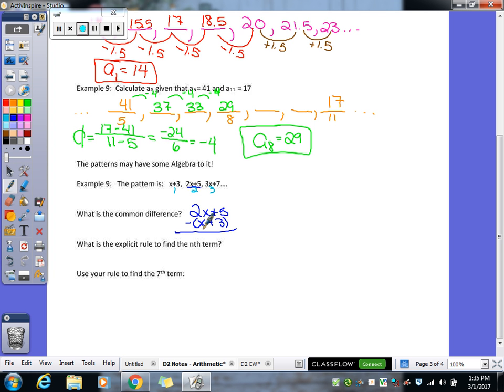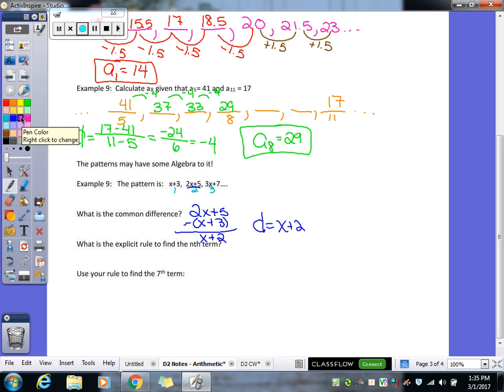So 2x minus x gives me an x. 5 minus a 3 gives me a 2. So our common difference would be x plus 2.